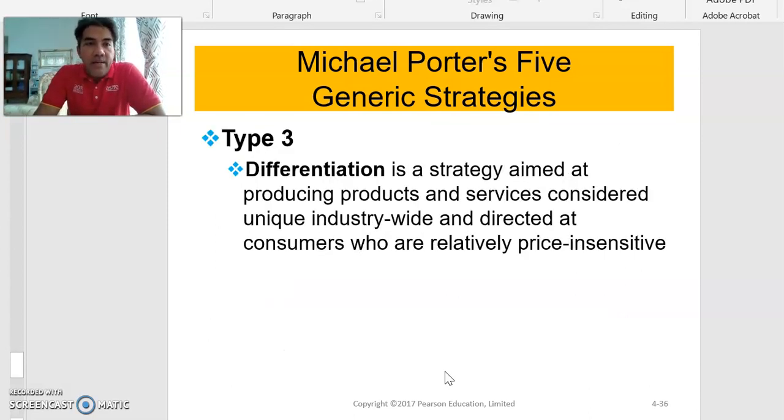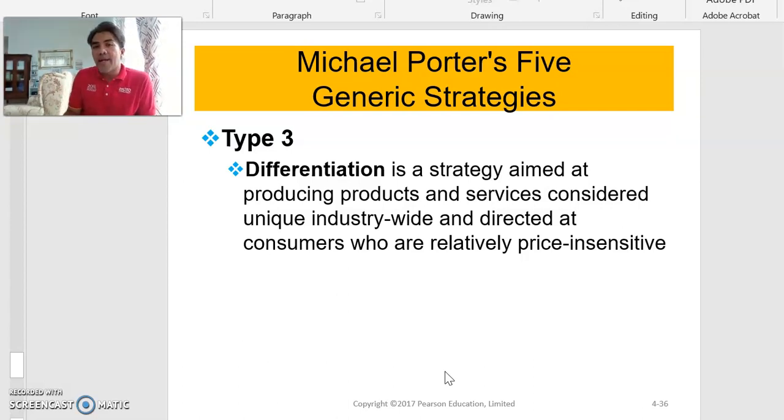And then type 3, differentiation, is a strategy aimed at producing products and services considered unique, industry-wide, and directed at consumers who are relatively price insensitive. So the term already changed, price insensitive now. So meaning that we are willing to pay more. The consumers can pay more.